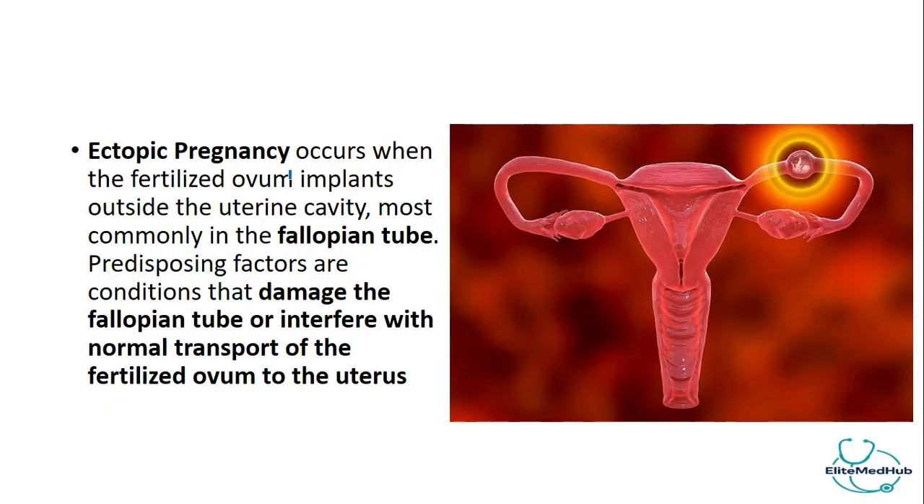Ectopic pregnancy occurs when the fertilized ovum implants outside the uterine cavity, most commonly in the fallopian tube. Predisposing factors are conditions that damage the fallopian tube or interfere with normal transport of the fertilized ovum to the uterus. So you can see an ectopic pregnancy here, which is outside the uterus, and specifically this one is within the fallopian tube. An ectopic pregnancy occurs when there is an interference between the fallopian tube and the uterus. It could be due to damage of the fallopian tube or anything obstructing the fallopian tube.